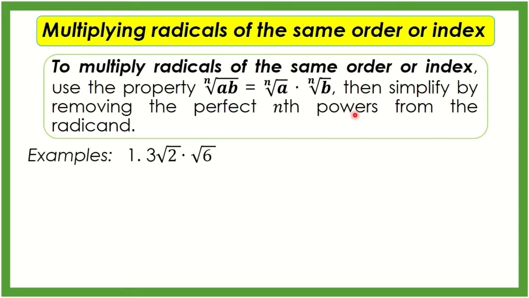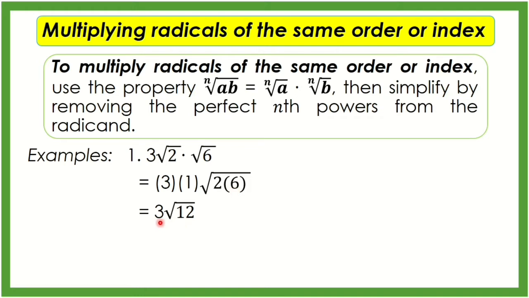Example number 1, 3 square root of 2 times square root of 6. The same ang kanilang order. Ang gagawin natin, imumultiply natin yung kanilang coefficients at saka yung radicand. Ang coefficient ng unang radical is 3, so we have 3. Ang coefficient ng pangalawang radical is 1, so we have 1. 3 times 1. Then, imumultiply din natin yung mga radicand, 2 times 6. 3 times 1 is 3 and 2 times 6 is 12.